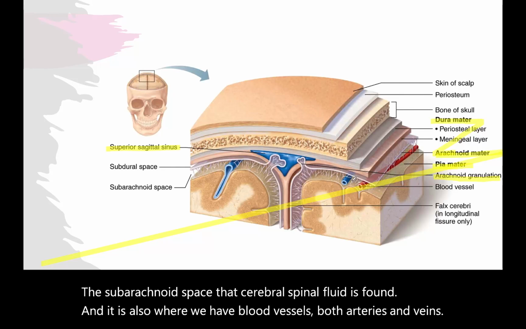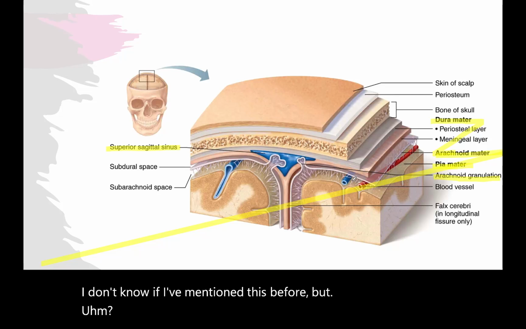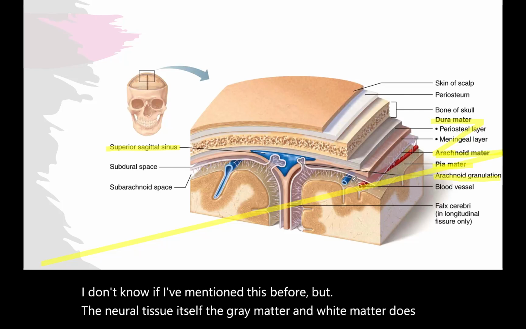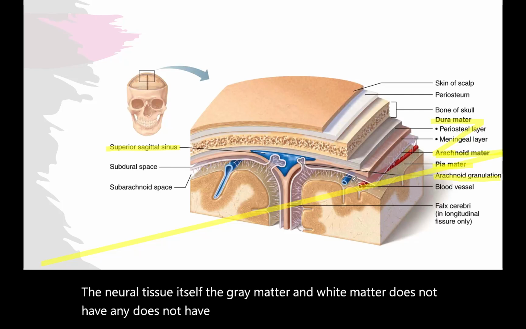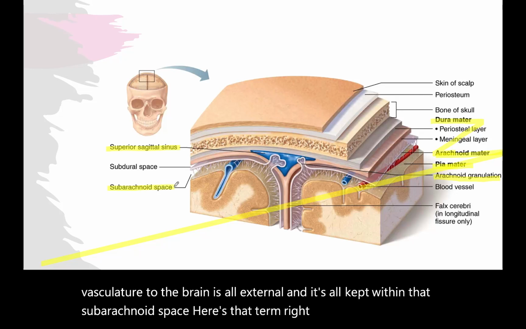I don't know if I've mentioned this before, but the neural tissue itself, the gray matter and white matter, does not have any blood vessels within it. All of the vasculature to the brain is all external, and it's all kept within that subarachnoid space. All right, here's that term right there, subarachnoid space.